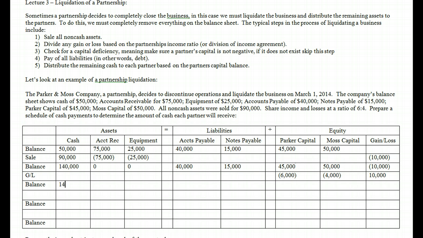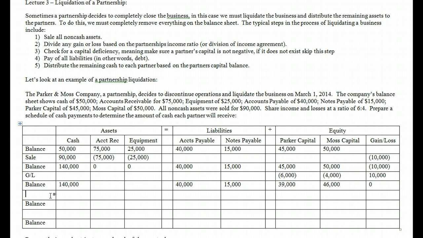So now let's look at our balance again. We've got 140,000 still in cash. We still have no other assets. We still have our liabilities at 40 and 15. Now let's talk about capital. Our capital for Parker has decreased from 45 down to 39. And then Moss has gone from 50 down to 46. And then our gain or loss now is at a balance of 0 because we've allocated it out.